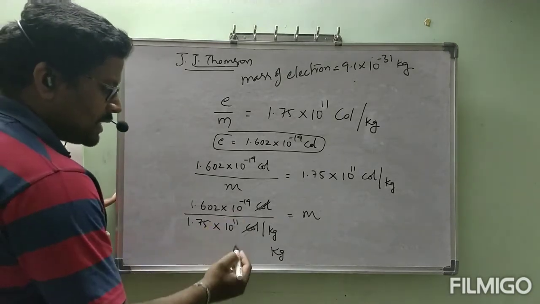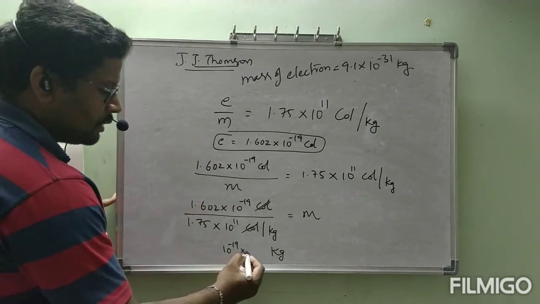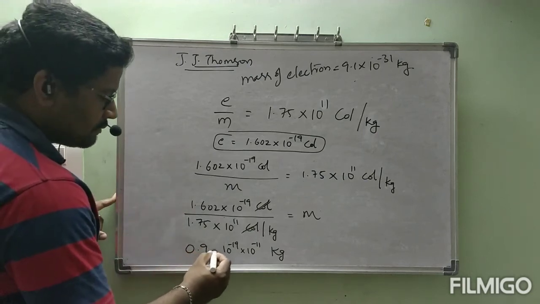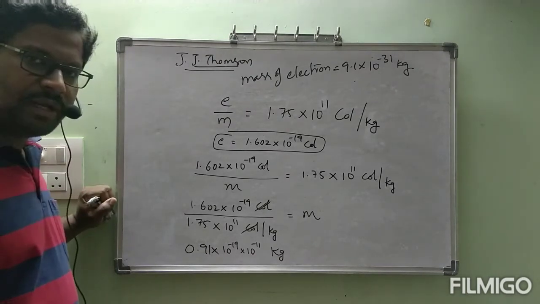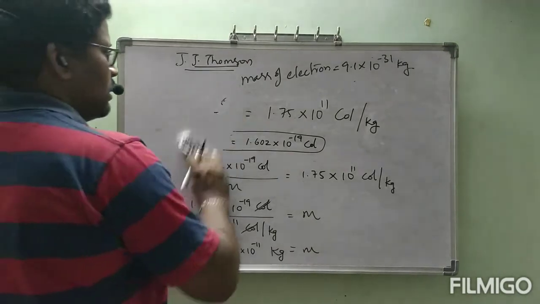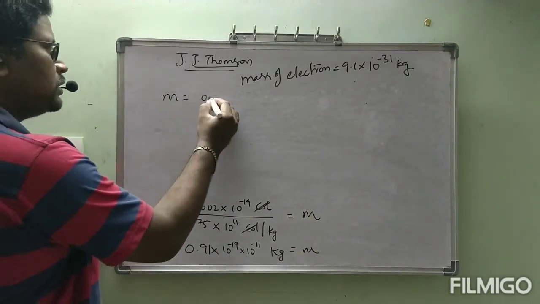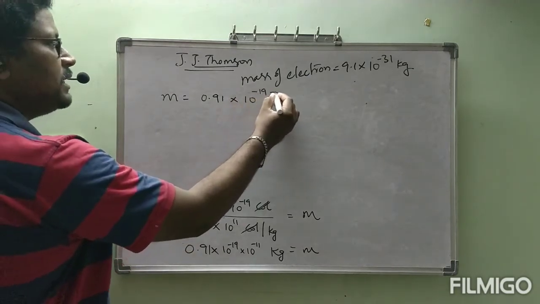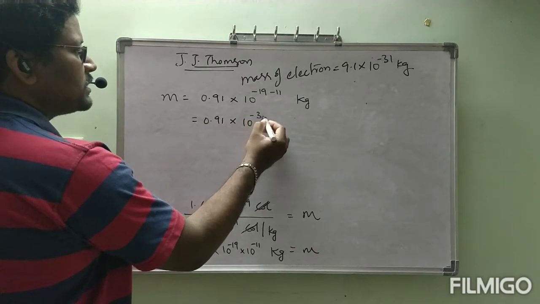Now 10 power minus 19. If this 10 power 11 goes to the numerator, it will become 10 power minus 11. 1.602 divided by 1.75 is approximately 0.91, which is equal to M, the mass. So M is equal to 0.91 into 10 power minus 19 minus 11 kilograms, since bases are same and powers will be added. That is equal to 0.91 into 10 power minus 30 kilograms.